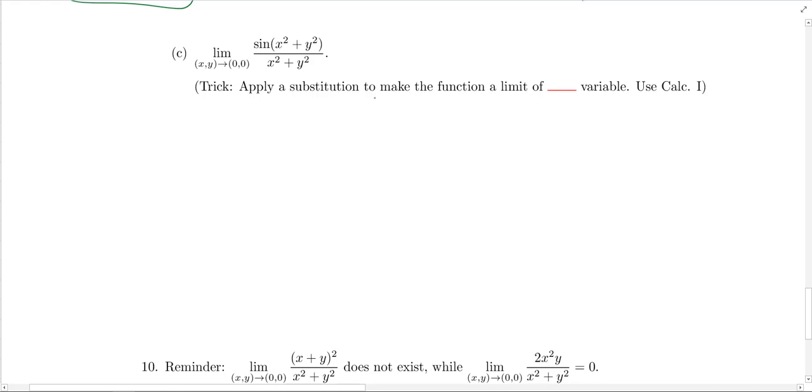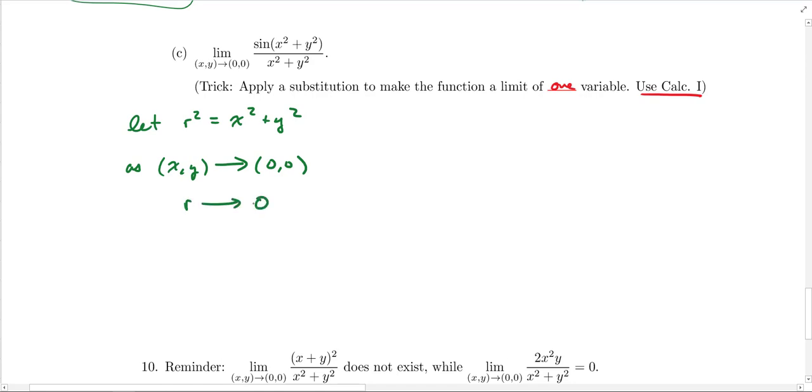So let's apply a substitution to this. We're going to do a substitution to make the function a limit of just one variable, and then we'll use Calculus 1 on this. And this is a really clever technique. It doesn't always apply, certainly, but in this case, I'm going to let r squared equal x squared plus y squared. Then as (x, y) is approaching the ordered pair (0, 0), that means that r is approaching the value 0.